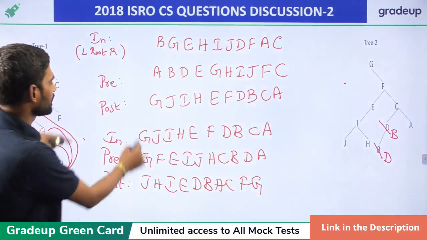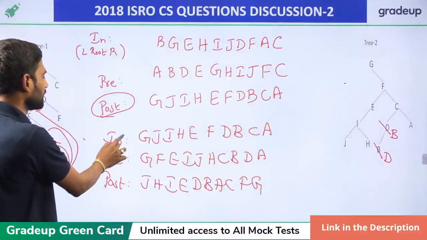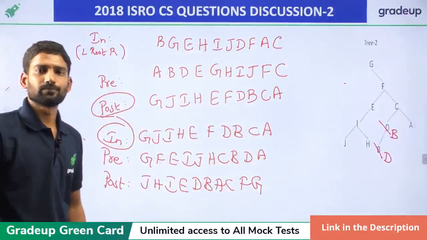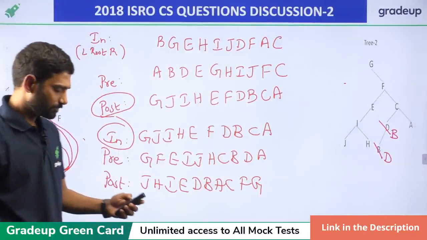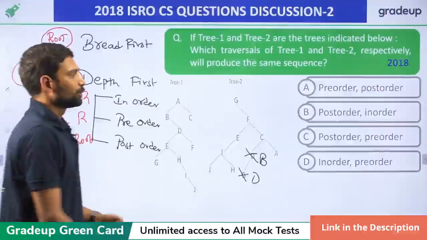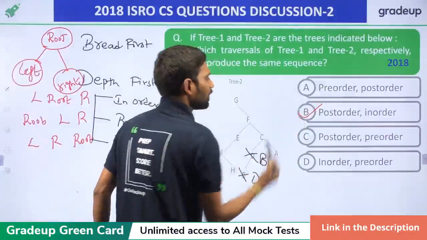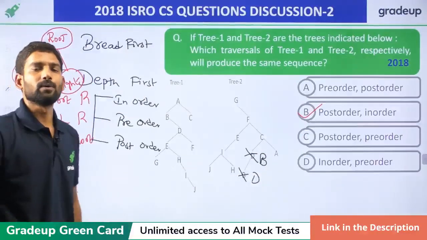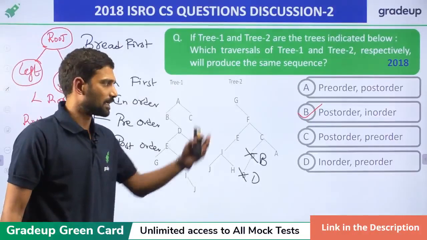You can see these two. Post order of tree 1, in order of tree 2. They are the same, right? So, post order of tree 1 and in order of tree 2 are equivalent. That is the answer.